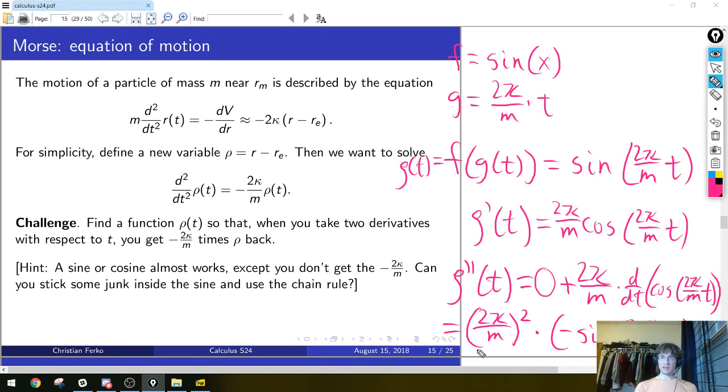So now we see that our guess doesn't quite fit the bill, because we were looking for a function so that when you take two derivatives, you get minus 2 kappa over m times the function back. And the function rho that we've written down, we just took two derivatives, and instead of getting minus 2 kappa over m times the function back, we got minus 2 kappa over m quantity squared times the function back. So we got a squared instead of just 2 kappa over m. Do you see a way to fix this without redoing really any work at all? A way to fix this so that the prefactor is now 2 kappa over m instead of 2 kappa over m squared.